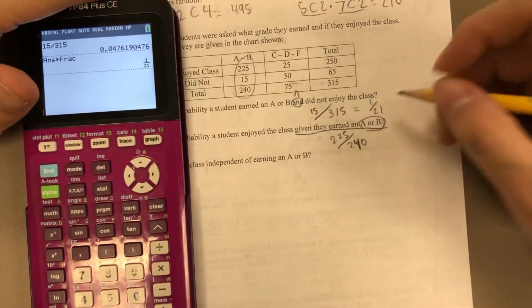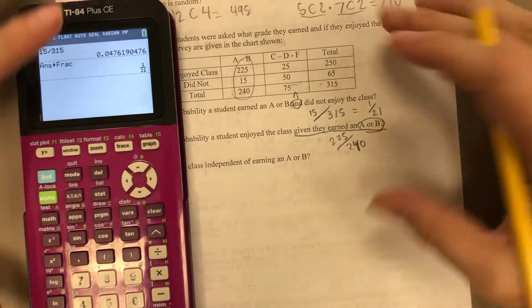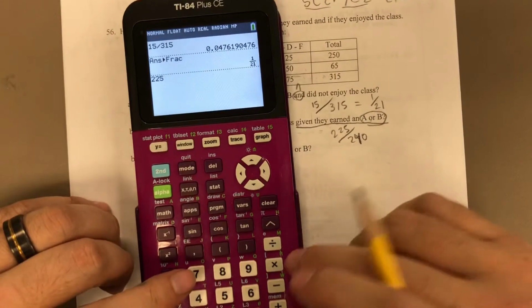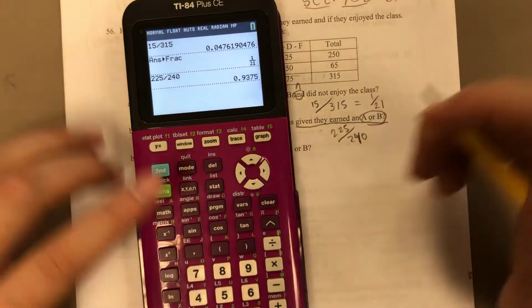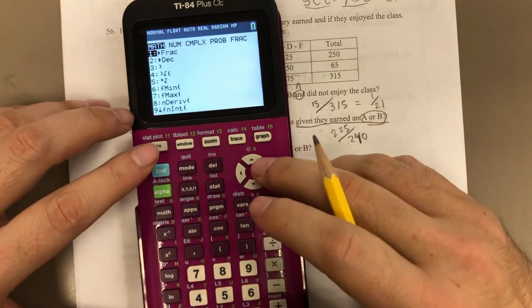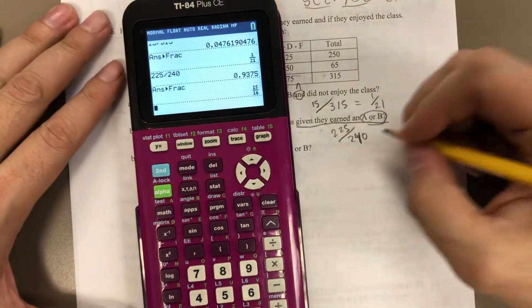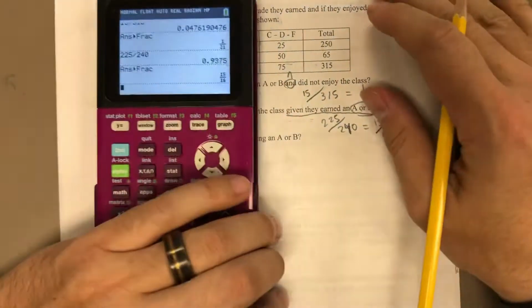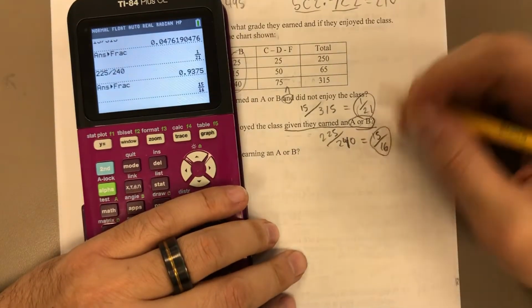It's going to be the complement of that. Oh, no, it's not, because it's 240 for the denominator. Jeez. Way to jump to conclusions there, Mr. Cook. 240. All right, and then math, frac, 15 out of 16. All right, wonderful. Cool, so there's our two little probabilities.